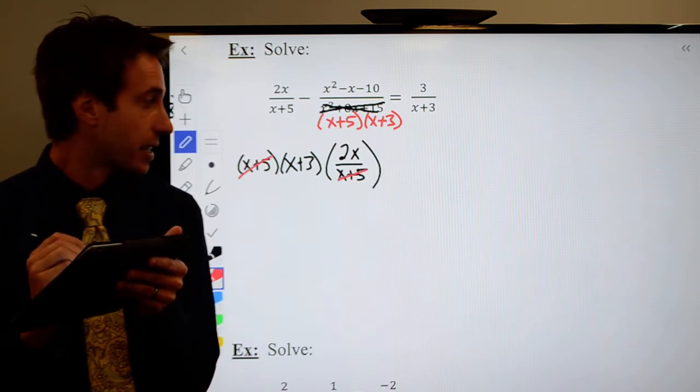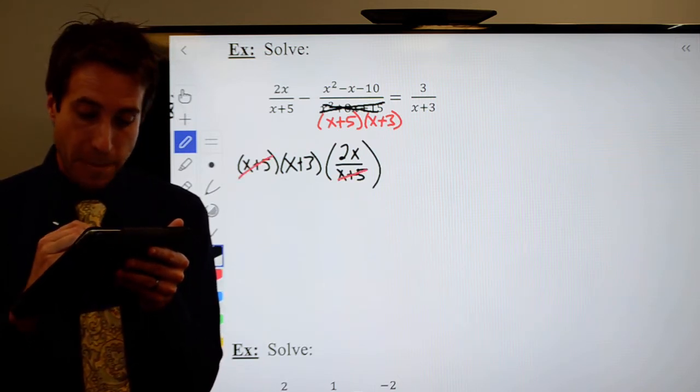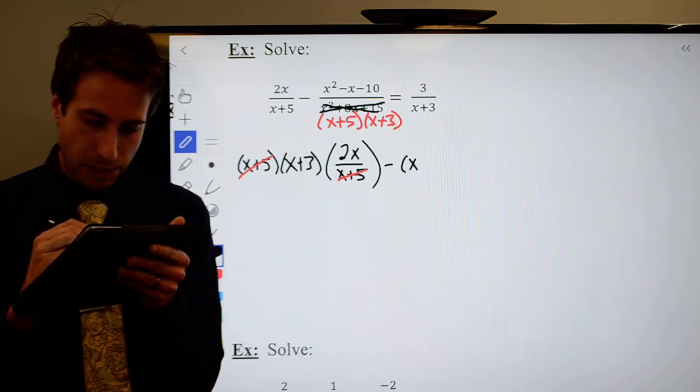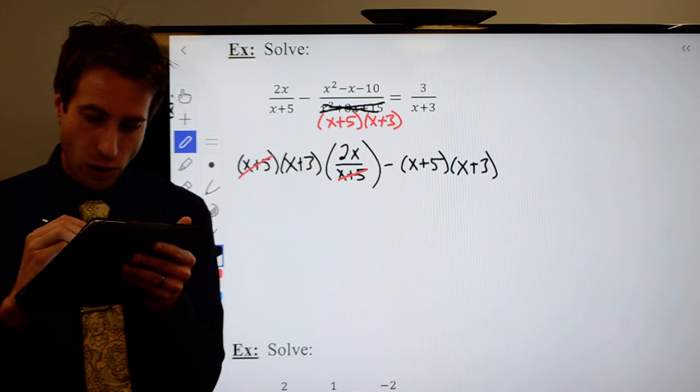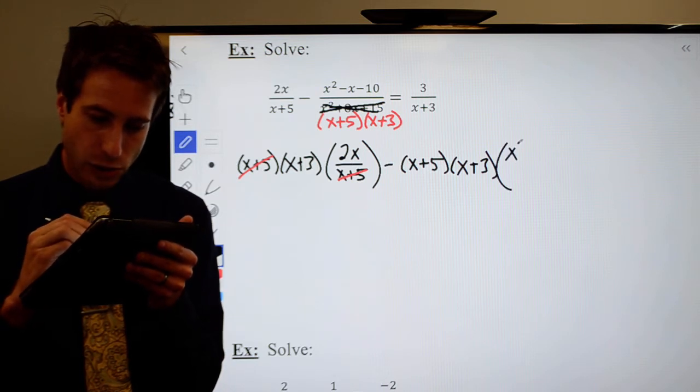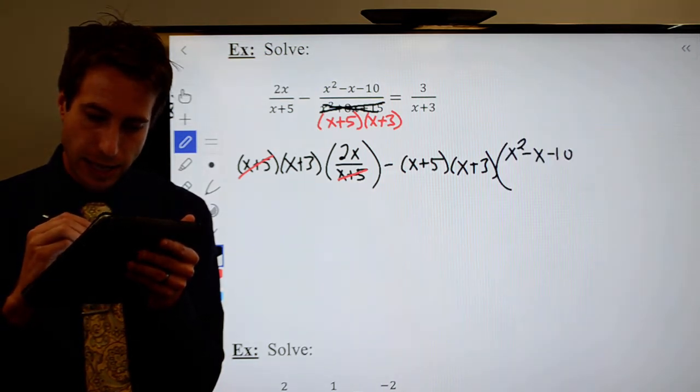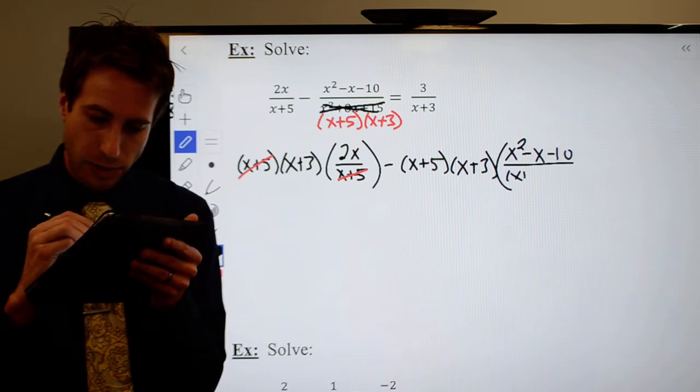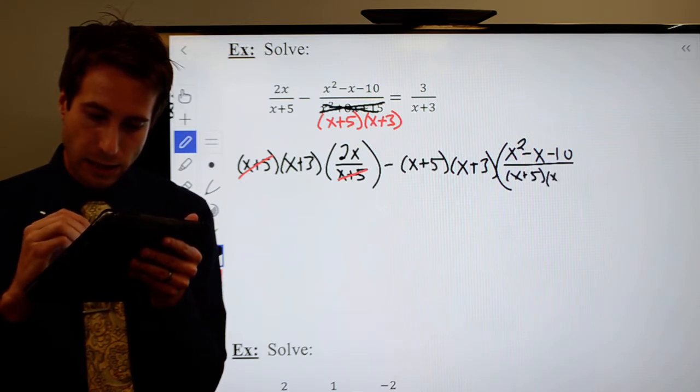Those x plus 5s cancel each other out. Then I have minus, it's going to be x plus 5 times x plus 3. That's all multiplied by x squared minus x minus 10 all over x plus 5 times x plus 3.